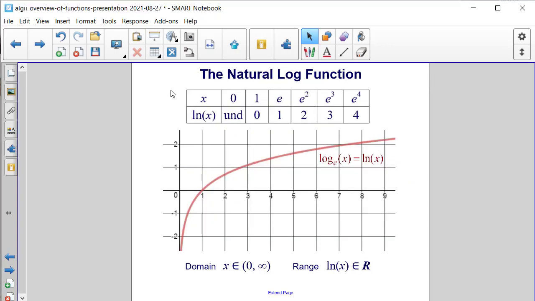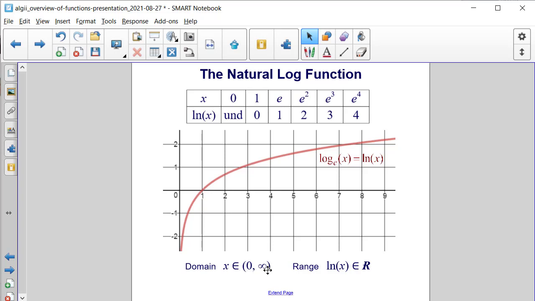The next parent function is the natural log function. And the natural log function, or natural log of x, is equivalent to the logarithm with the base of e of x. And the natural log of 0 is undefined. And if you take the natural log of 1, you get 0. Natural log of e is 1, and e squared is 2, and so on.